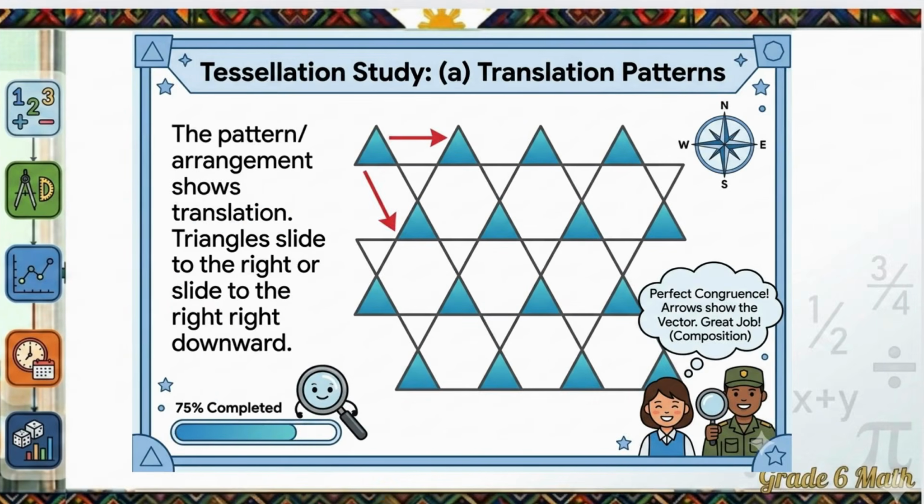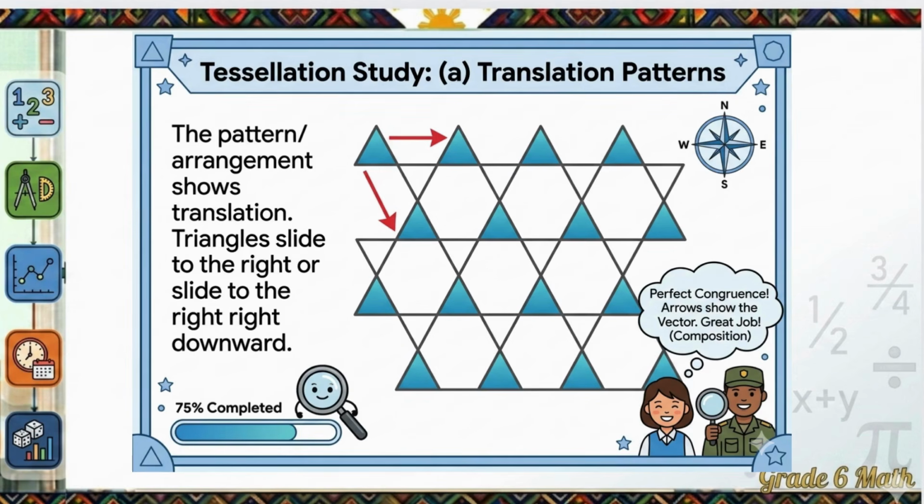Alright class, let's take everything we've learned and look at this beautiful pattern. This is what we call a tessellation, a repeating pattern of shapes that fits together perfectly with no gaps and no overlaps. Think of this like the floor tiles in the school hallway or a honeycomb in a beehive. 1. The power of the slide, translation. In this specific pattern, we are focusing on translation. Look at the blue triangles.